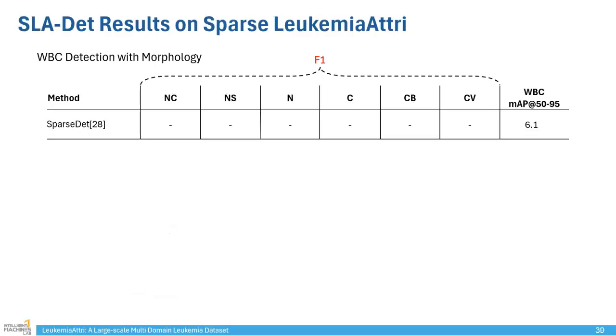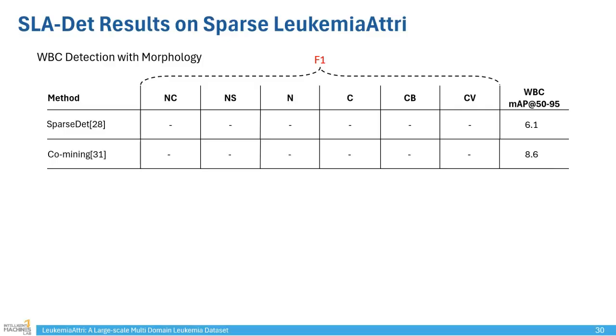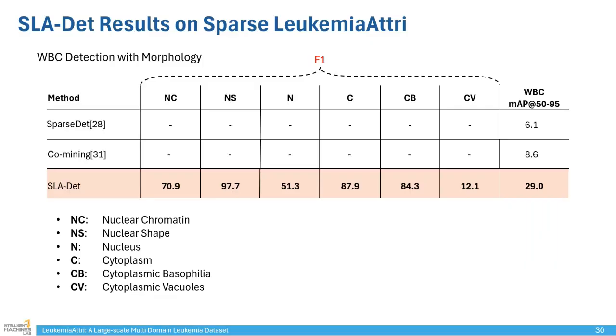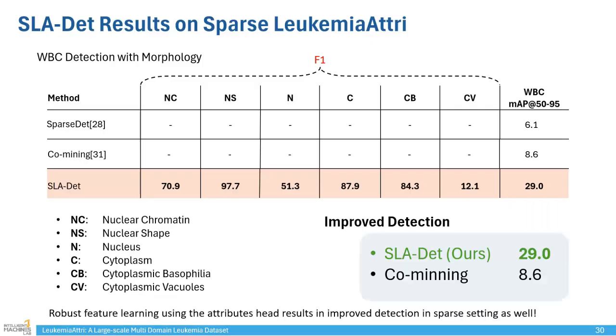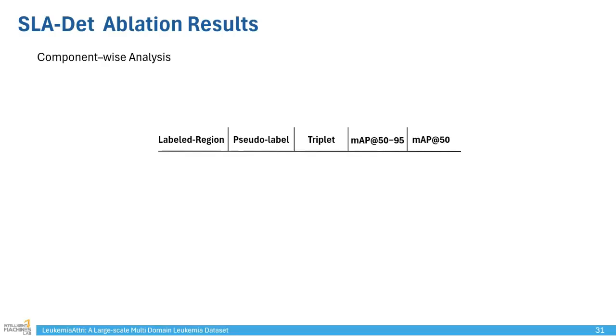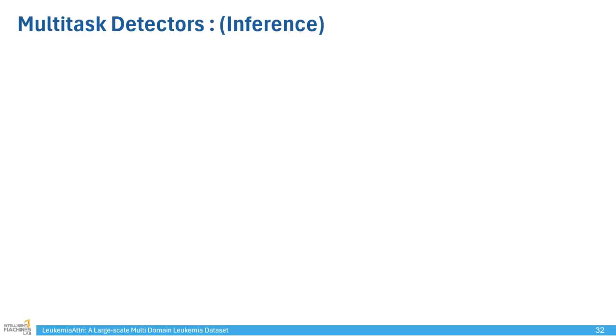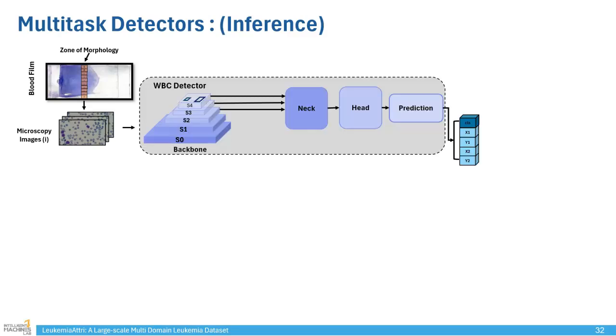For the proposed SLADET, we used the sparsely annotated subset and trained the sparse object detector. Additionally, we employed the sparse-stat and co-mining approaches, which use the sparsely annotated data for the training. However, the performance of the proposed SLADET was significantly better than that of the SOTA methods. In our proposed method, we have multiple components. To demonstrate that each component, label region, pseudo label and triplet loss, is essential for contributing to the final accuracy of the model.